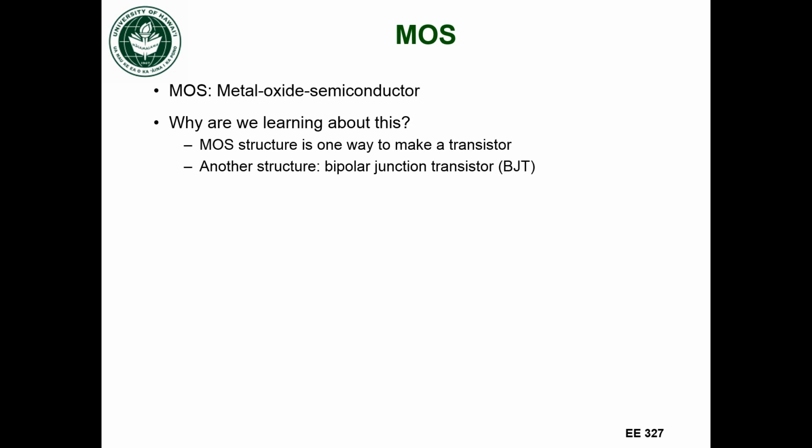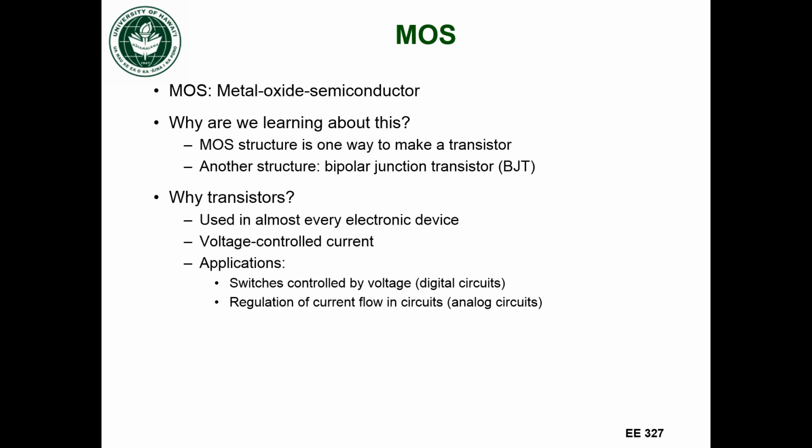Another structure is the bipolar junction transistor, or BJT. That was actually developed before the MOSFET, but it's used less frequently now. So we're going to learn MOSFETs first. And why are we learning about transistors? Well, this is really one of the most important semiconductor devices used in electronics.